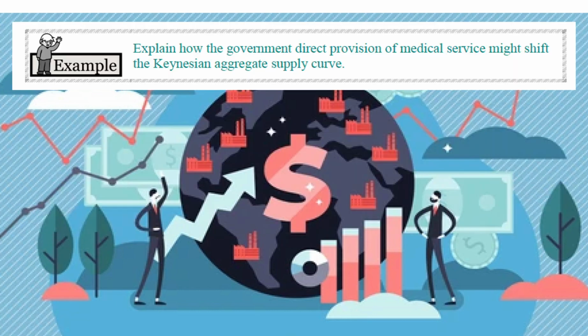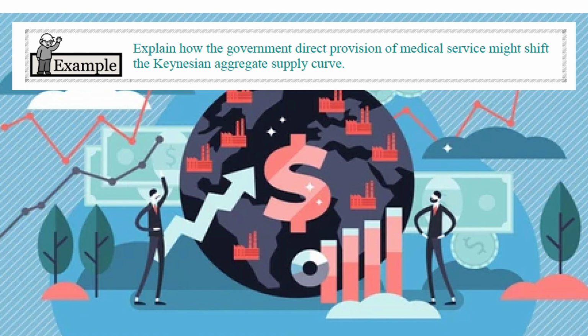Okay, now it's thinking time. Think of a past paper. Think about it. Explain how the government's direct provision of medical service might shift the Keynesian aggregate supply curve. Draw the change on the graph, and explain it verbally. Okay, pause the video and wait.